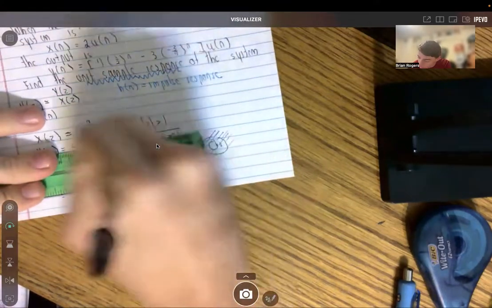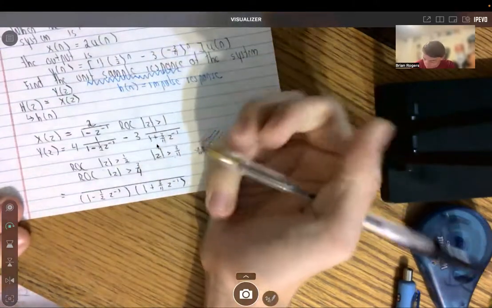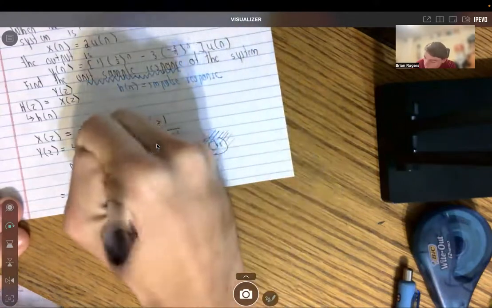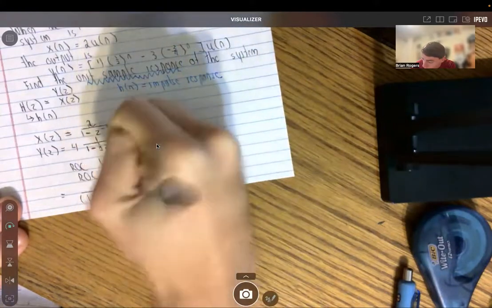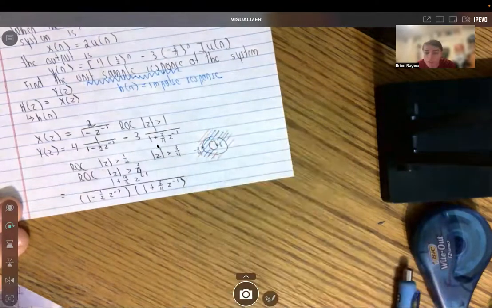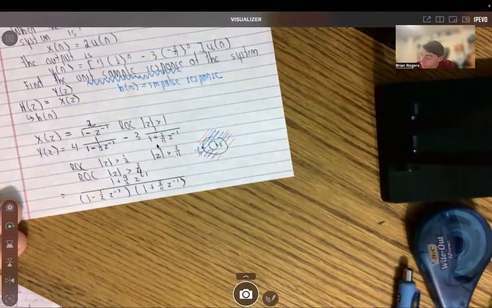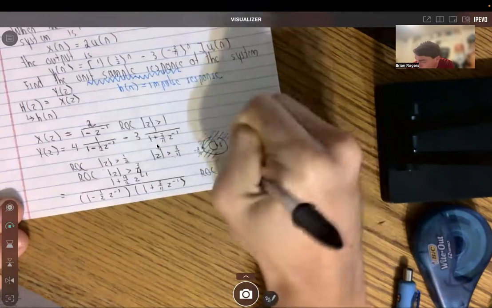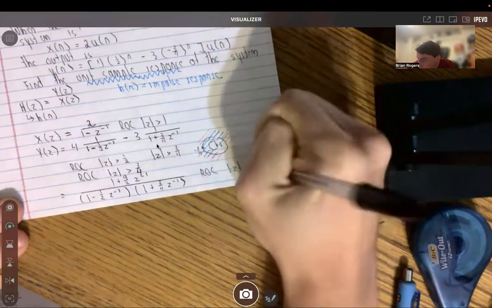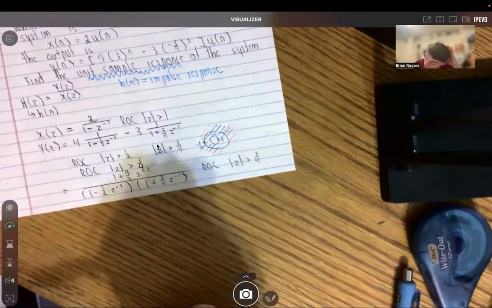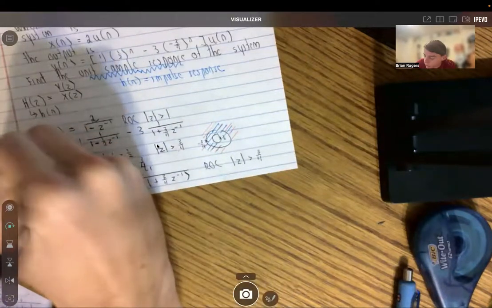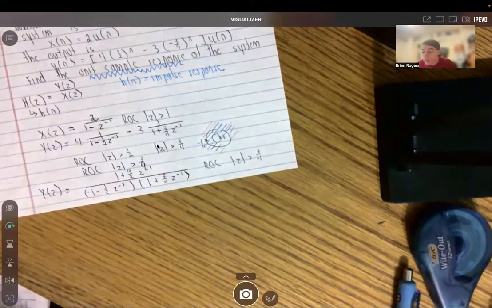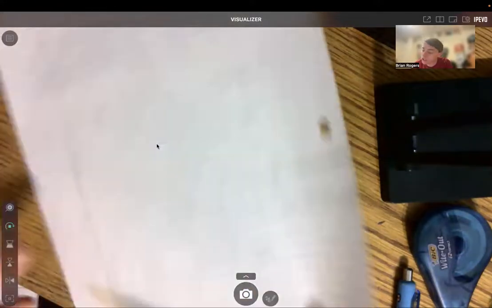And when you do that simplification, in order to get that common denominator, you're going to get 1 + 9/2 z^-1. And so that is your simplified Y(z), and your region of convergence for your Y(z), remember, was for |z| > 3/4. That's what you had specified. So this would be your simplified Y(z). Now that we have that, let's solve for H(z).